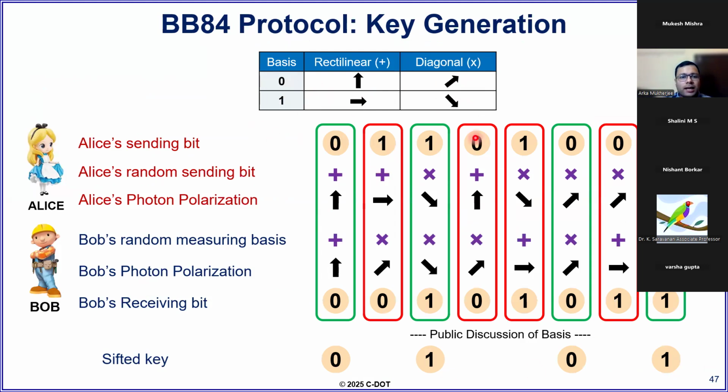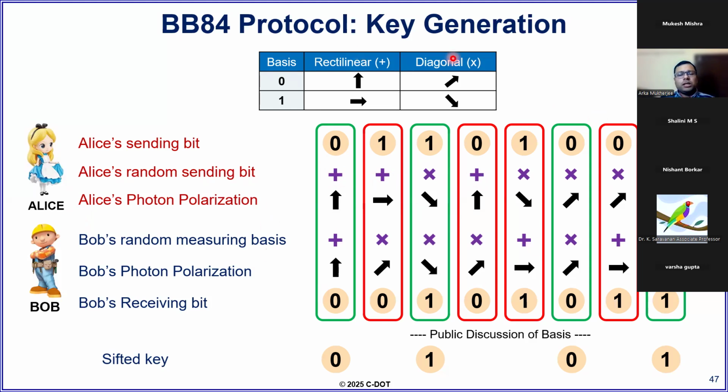Suppose there is a random number generator. Typically it may be a quantum random number generator. This random number generator is generating this bit pattern 0 1 1 0 1 0 1. So this is the random bit pattern. Now Alice is also choosing a random basis. So this is rectilinear basis, rectilinear basis. This is diagonal basis. This is again rectilinear basis, like that.